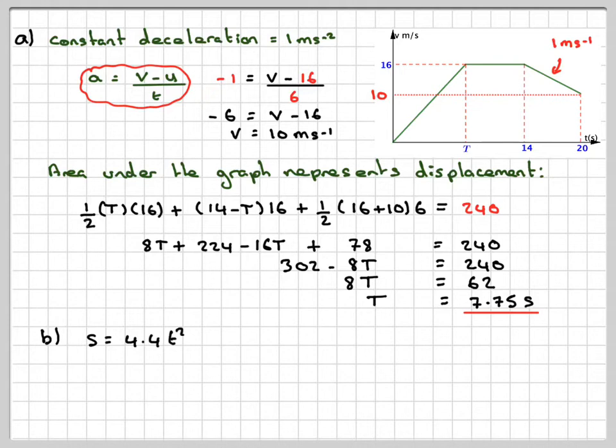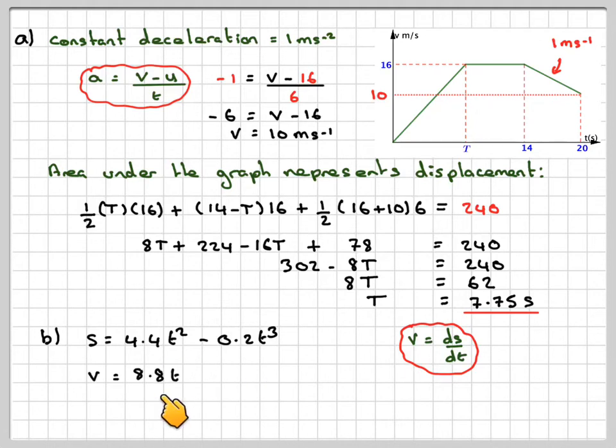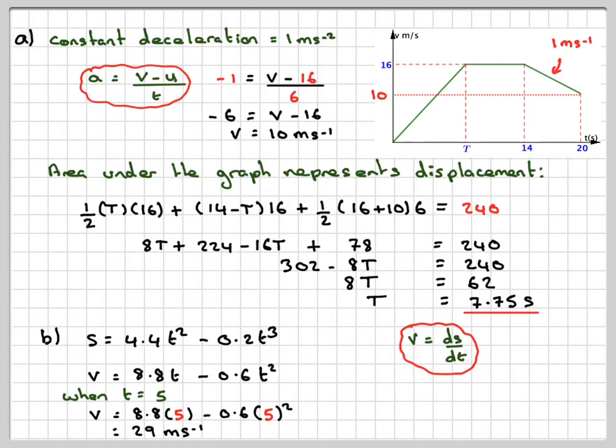Okay, part B, we've got that s is 4.4t squared minus 0.2t cubed. If we want speed, we're going to need the velocity. Velocity is ds/dt, so it means we have to differentiate this. So v will be 8.8t minus 0.6t squared. So when t is equal to 5, v will be 8.8 times 5 minus 0.6 times 5 squared, which is 29 meters per second. And therefore the speed will be 29 meters per second.